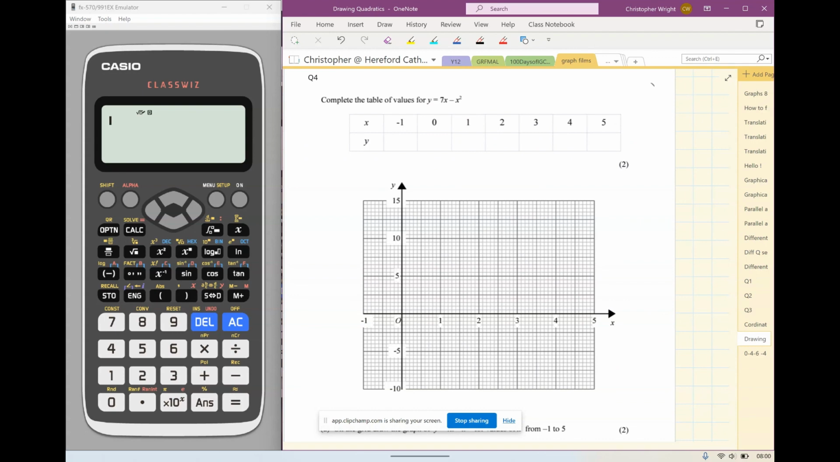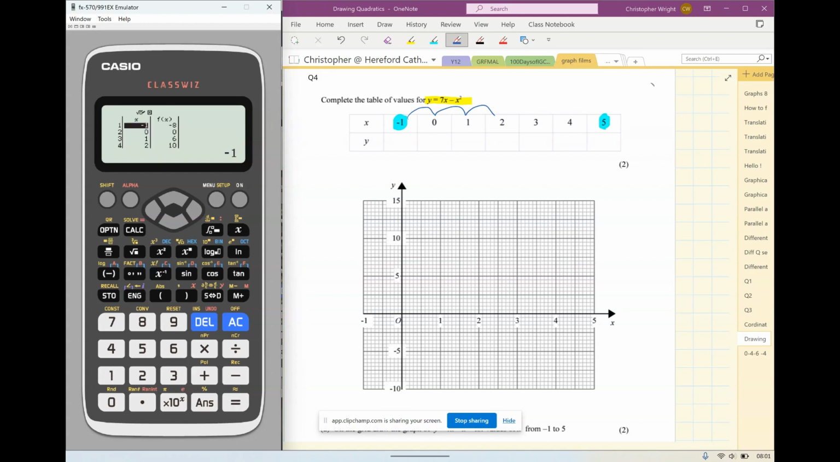Question 4. Right, to complete the table of values for this function here, for y equals 7x minus x squared. Right, to my calculator, menu, and put it into the table mode. And now I'm going to type in that formula. So I've got 7x minus x squared. Okay, check it's right, then press equals. No second function. Right, I'm going from minus 1 to 5, and I'm going in steps of 1. So my start is minus 1 equals, my end is 5, and my steps are 1.